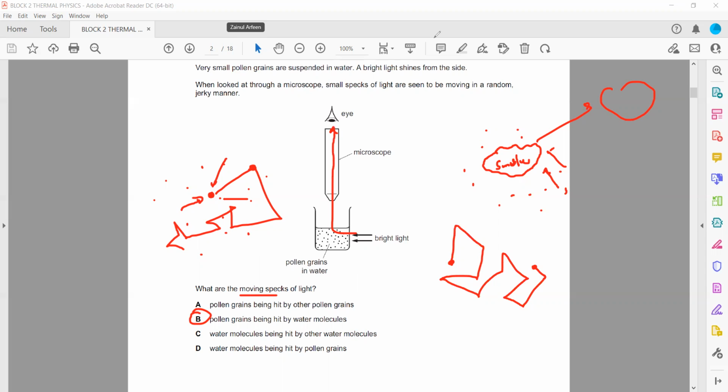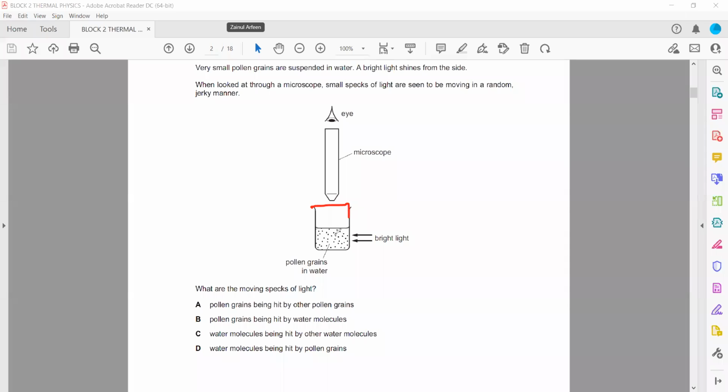The same can be done with smoke particles. If there was a container filled with smoke particles and we shine a light, we will also observe the same random motion, and that time the random motion will be of the smoke particles colliding with the air molecules. So for this one, B is the right answer.